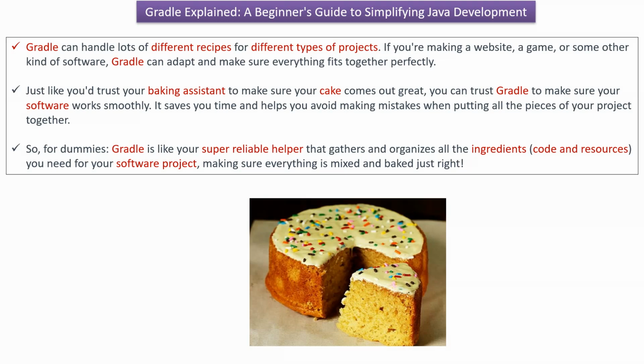So for dummies, Gradle is like your super reliable helper that gathers and organizes all the ingredients you need for your software project. In a software project, ingredients are code and resources, and making sure everything is mixed and baked just right.